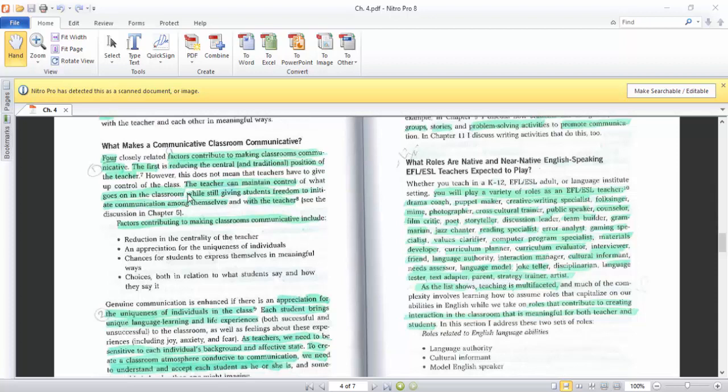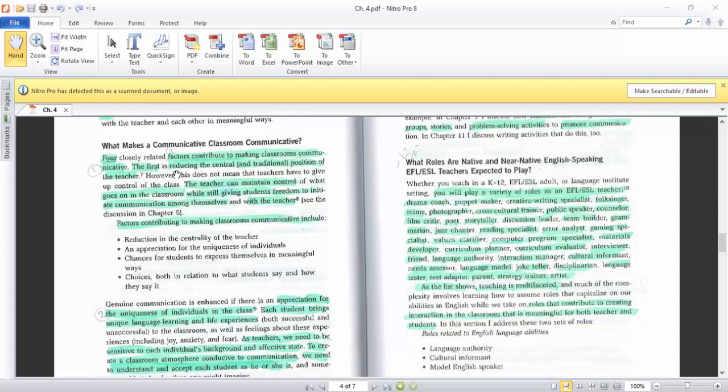So we have the third question: what makes a communicative classroom communicative? If you remember, the first question was, what is the main goal of a communicative classroom? The second question is, how do EFL, ESL teachers provide opportunities for students to communicate in English? Of course, by activity. So today we have what makes a communicative classroom communicative. Four closely related factors contribute to making a classroom communicative.